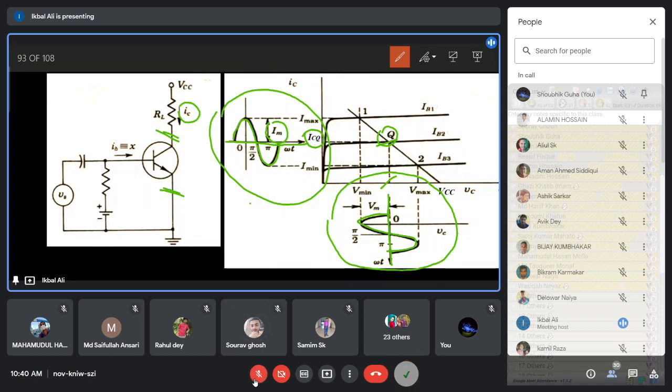If you go for the conventional average value, you know that the positive half cycle has a positive area and the negative half cycle has a negative area, so they will cancel each other. So you will get the average value 0.